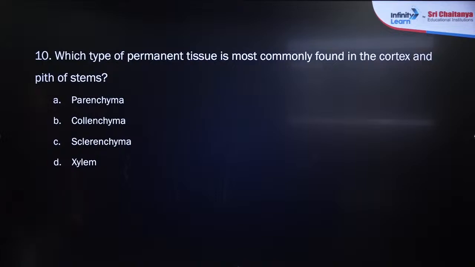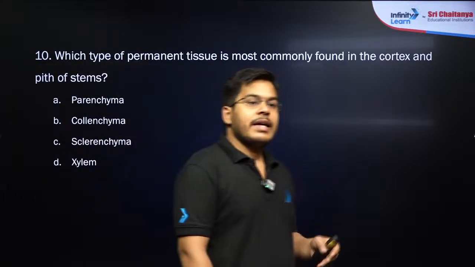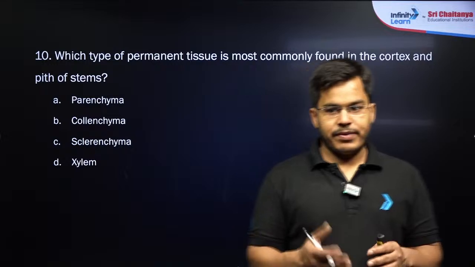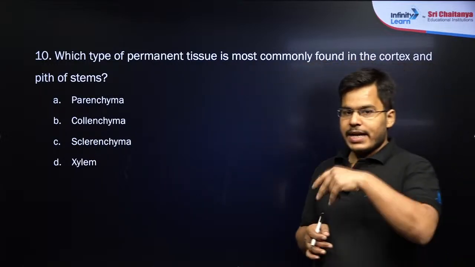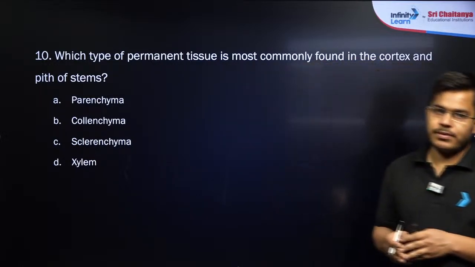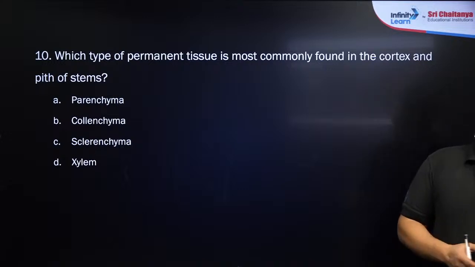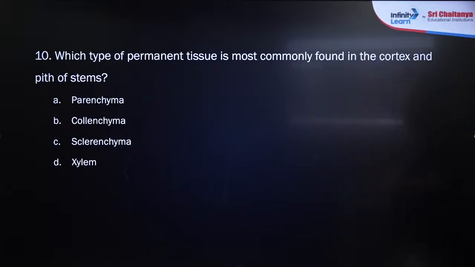Now the next question, students: which type of permanent tissue is most commonly found in the cortex and pith of the stem? So students, just below the epidermis in plants we have the cortex portion, and in the center, when you cut the plant, the point that is present in the center is the pith. So which type of cells are mainly going to be present in the cortex and the pith part of the stem?